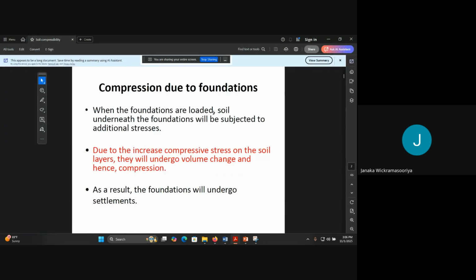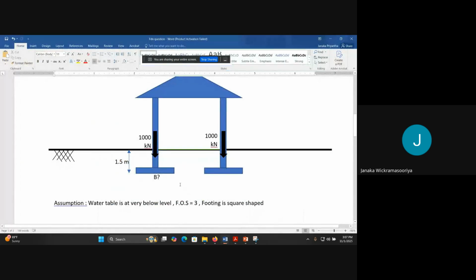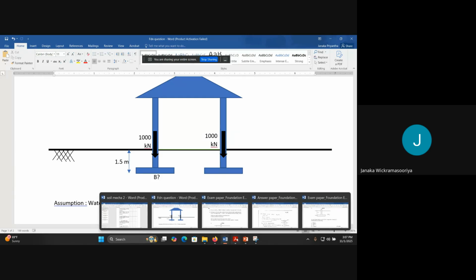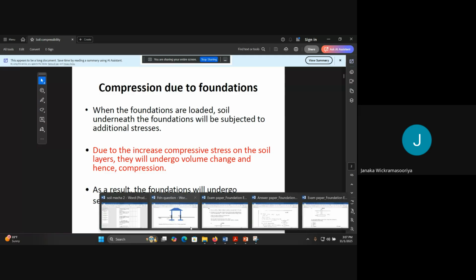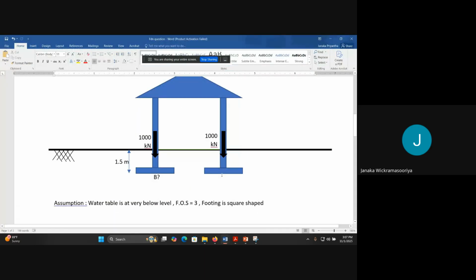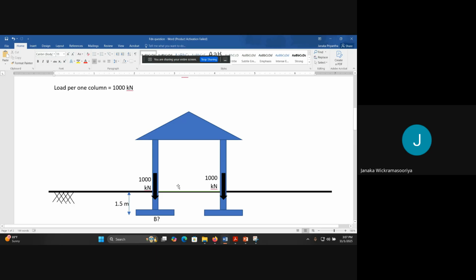Therefore, when the foundations are loaded, the soil underneath the foundations will be subjected to additional stresses. Due to the increased compressive stress on the soil layers, they will undergo volume change and hence compression. Therefore, the soil layers underneath will be compressed and they will undergo settlements. As a result, the foundation will undergo settlements, and therefore all the structure will be settled.